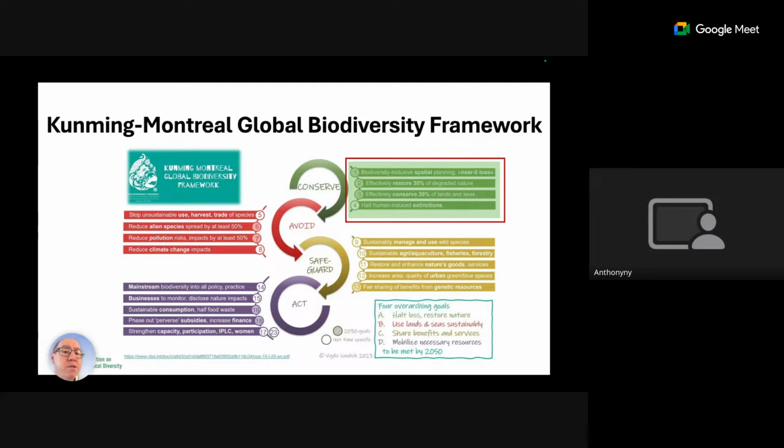Effectively restore 30% of degraded nature, so a restoration of mangroves, for instance. Effectively conserve 30% of lands and sea. One of the aims of this biodiversity framework is called 30 by 30, so trying to protect 30% of the land and the ocean by 2030. We need a huge expansion in protected areas and to halt human-induced extinctions. These are all the policy framework for the research that we do.